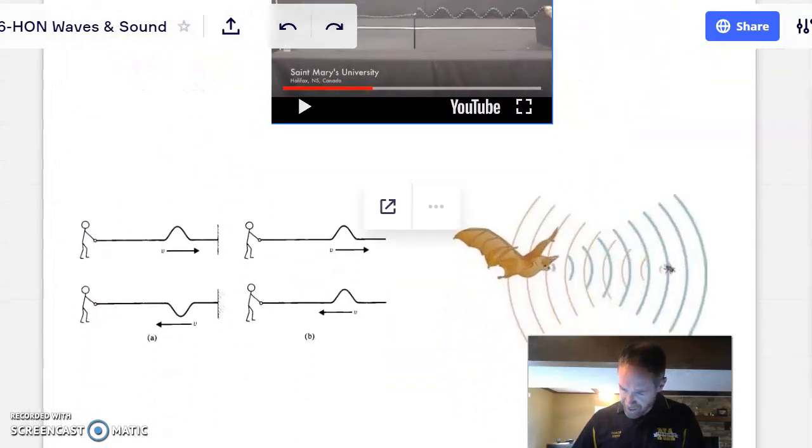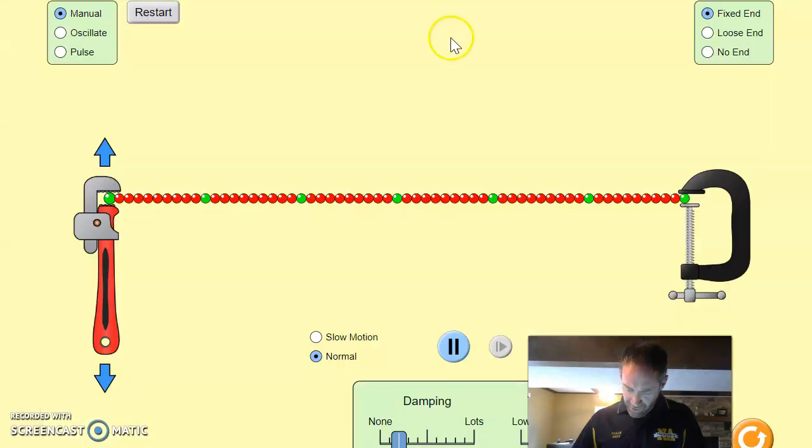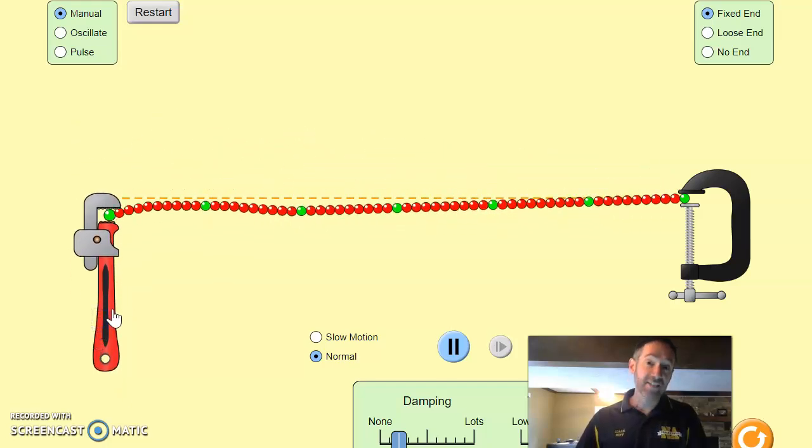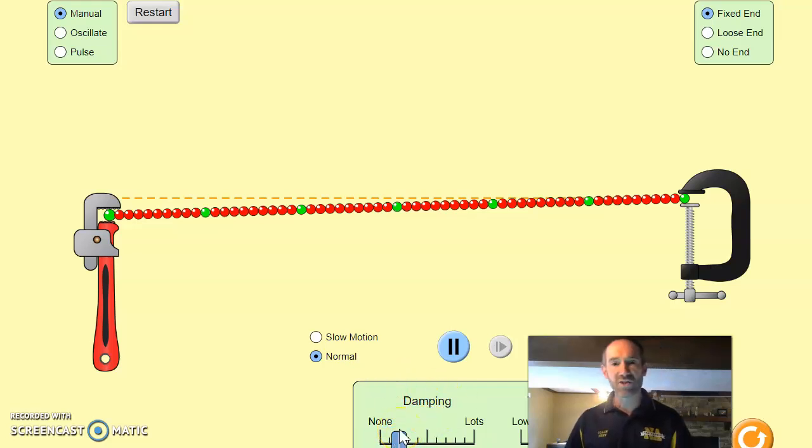Now, I found another nice simulator from our friends at PhET, and it's the same kind of thing, an elastic string with some beads on it. I can take this wrench and give it a shake, and you can see I did some work on it, but then there are non-conservative forces at work here too, some negative non-conservative forces, and we're getting this damping. Damping is whenever non-conservative forces take energy away from something that's vibrating.